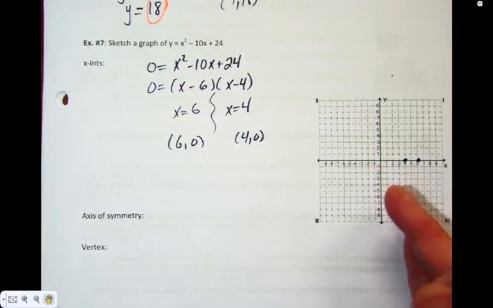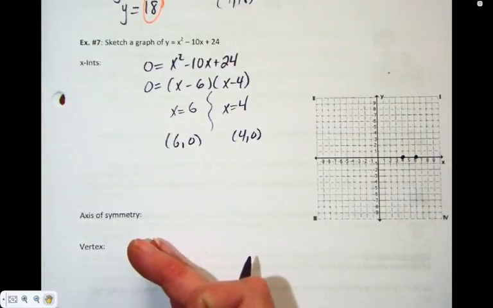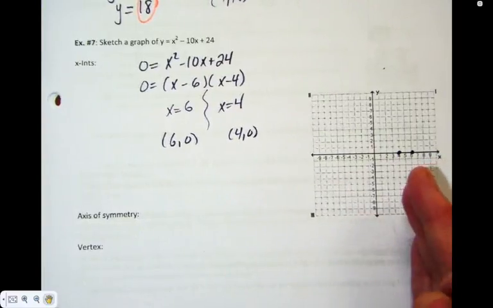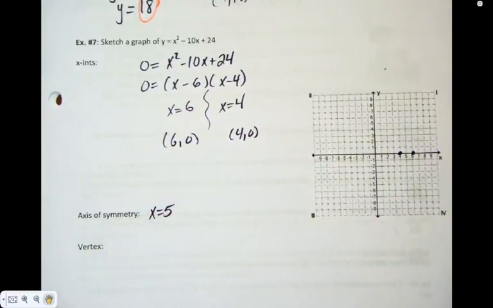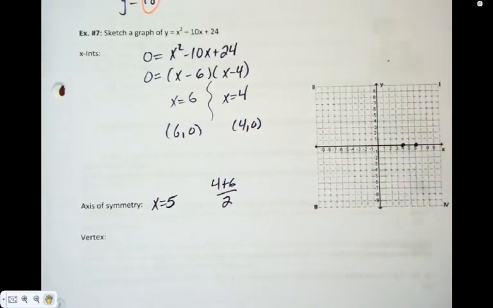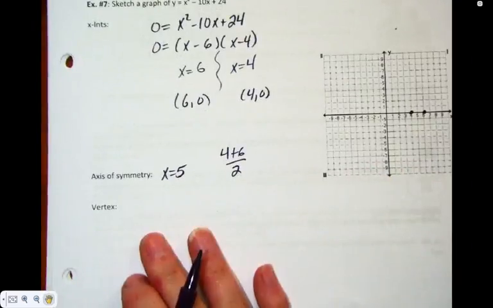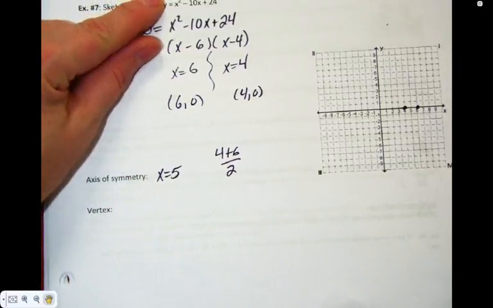Well, if one is 4 and one is 6, what does the axis of symmetry have to be? What's halfway between 4 and 6? Has to be equal to 5. And if you want to do the same calculation as before, you're just adding them together and dividing by 2. So 4 plus 6 is 10. 10 divided by 2 is 5. To finish it off, you can go back to the original or you can go back to your factored form. It doesn't matter. It will give you the same number.